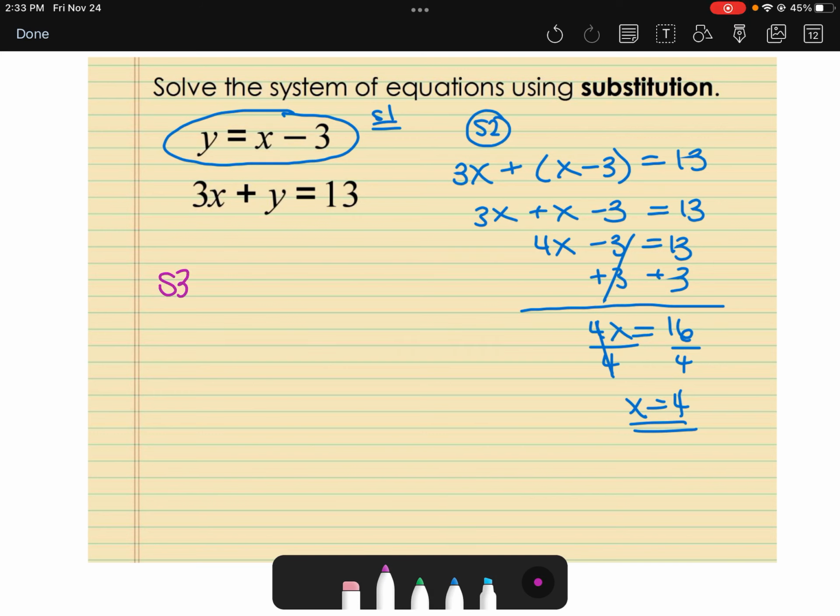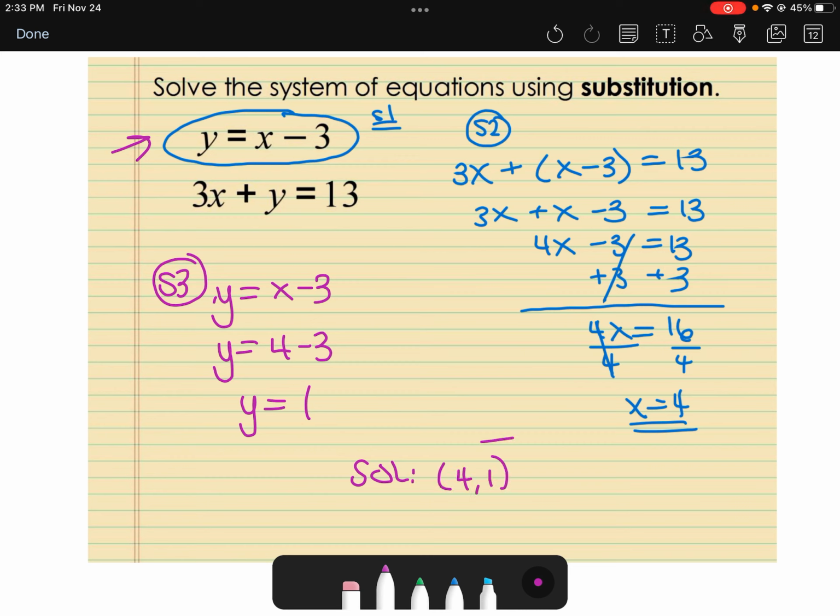So now that we have x is equal to 4, we can go ahead and go to step 3, which is solving that other variable. Again, it doesn't matter which one you do. I just always like to pick the easiest one. So y is equal to x minus 3. X is 4. 4 minus 3 is 1. So my solution is the point 4, 1. That's where these lines here are going to intersect. Okay, so those were nice. They were giving us that, where y equals by itself.